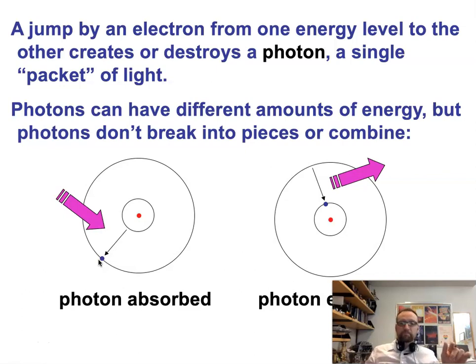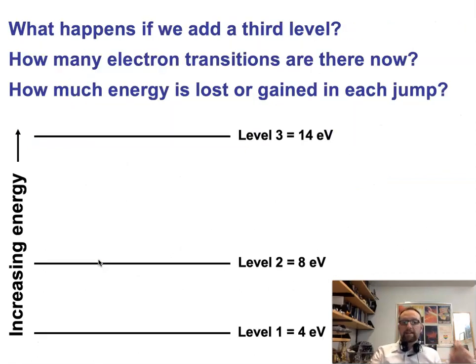Here's the thing. Because these atoms only have specific energy levels, that means only specific energies of photons are able to get absorbed. So if this is our atom again, this atom can only absorb light that has 4 eV, 6 eV, or 10 eV. That's it. Because if the atom absorbs 4 eV, that electron will go from level 1 to level 2.